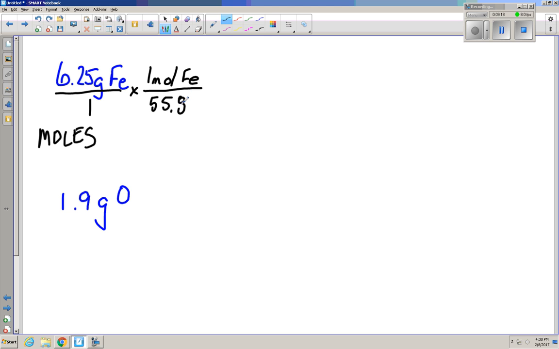55.845 grams. And I have to do a little bit of division with that. And that's okay because we have our handy dandy calculator standing by. And that gives me a number of 0.1119 moles. And that is moles of iron. And that's a not very exciting number, but just hang with it. So I'm going to do the same thing.